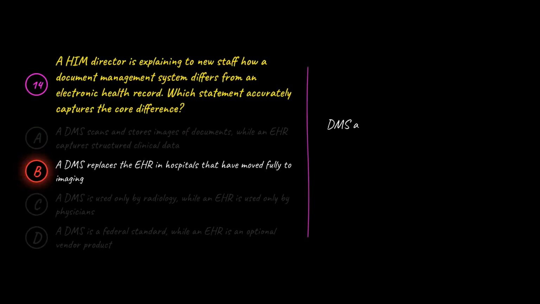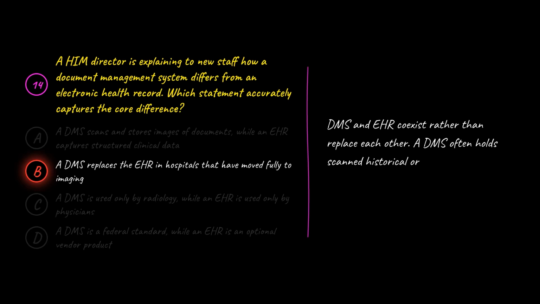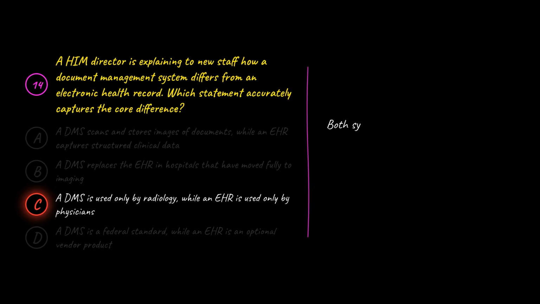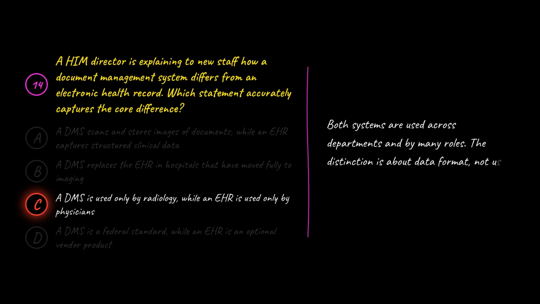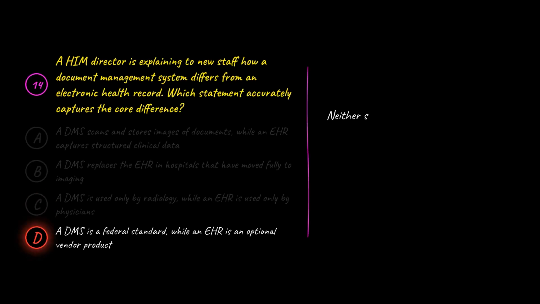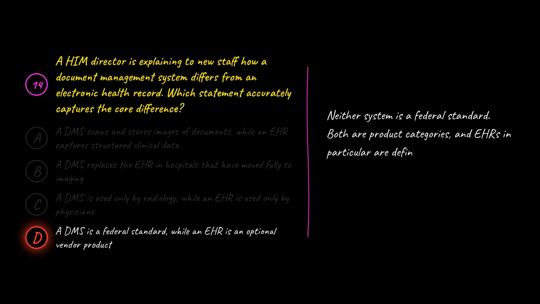B is wrong because DMS and EHR coexist rather than replace each other. A DMS often holds scanned historical or external documents alongside the EHR. C is wrong because both systems are used across departments and by many roles. The distinction is about data format, not user type. D is wrong because neither system is a federal standard. Both are product categories, and EHRs in particular are defined by ONC certification criteria rather than a single federal spec.